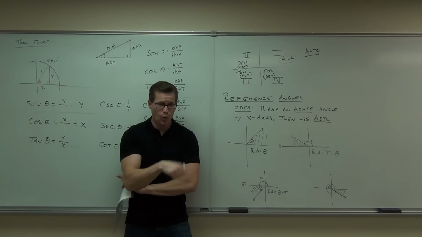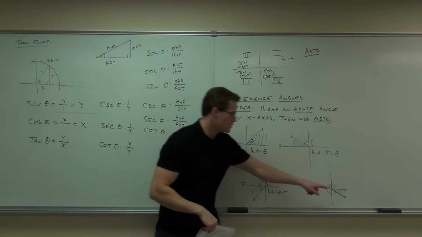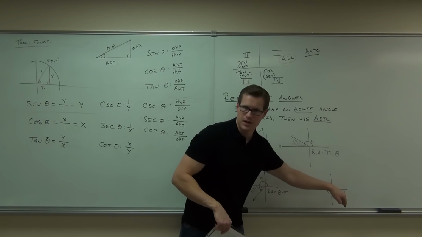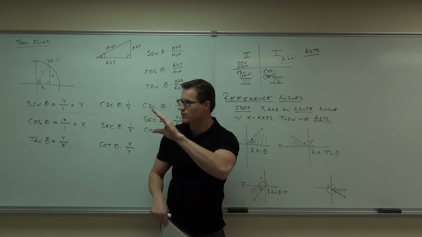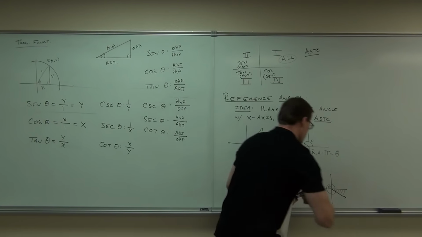2 pi would be the whole thing. 2 pi minus theta. 2 pi minus theta might work, because 2 pi would be this whole stuff. I'm going to subtract off the theta part. That's going to leave me with that cutout. Not sure if you're okay with that. Yes, okay, good. So that's the reference angle here.